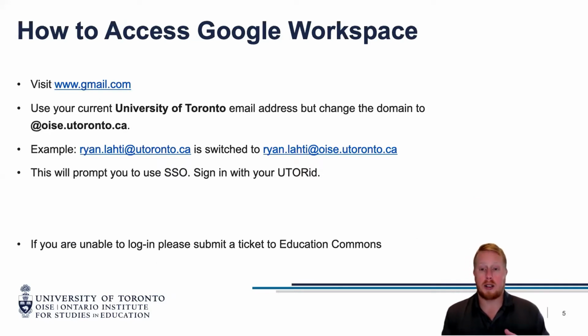And if you do get access to Google Workspace, whether we create your account for you today, or if you just wait a week and it's automatically created, the way you log into Google Workspace is by heading over to gmail.com, and you're going to sign in with your University of Toronto student email address, except you're going to change the domain to oise.utoronto.ca from, I think it's mail.utoronto.ca. So you're just going to make that quick little change. And once you do that, it's not even going to ask you for a Google password. It's actually going to prompt you over to the SSO where you can sign in with your UTOR ID. And it's a much more secure way than having a separate password for Google.